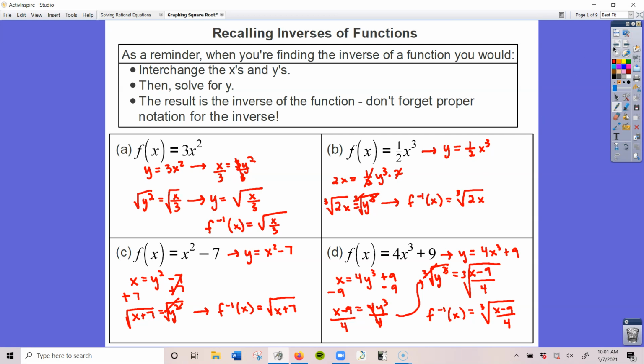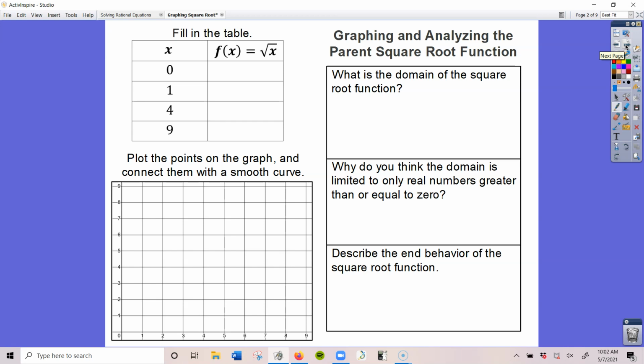So let's start with the square root function. First, we're going to fill out this table and then we're going to plot the points to see what the graph will look like. If x is equal to 0, then I plug it in here to get the y. The square root of 0 is 0. If I plug in 1, the square root of 1 is 1. If I plug in 4, the square root of 4 is 2. And if I plug in 9, the square root of 9 is 3.